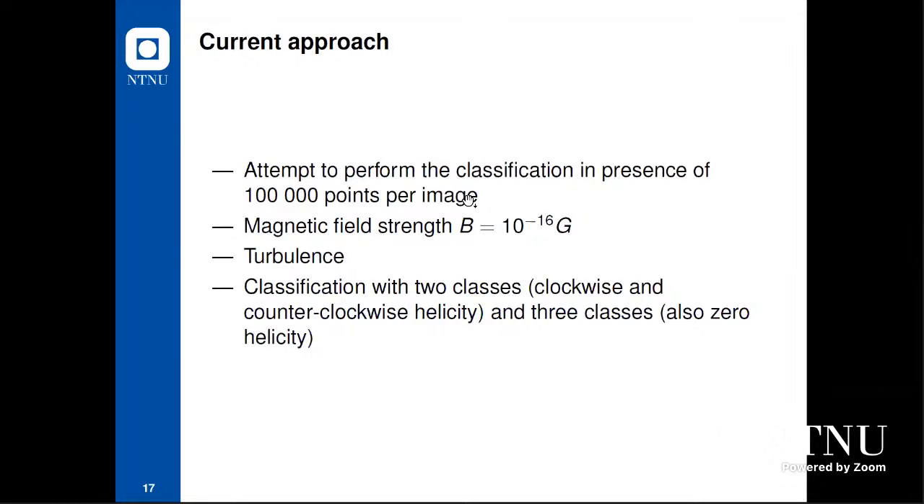There is turbulence, there is a magnetic field strength of 10 to the minus 16 Gauss, and I try to classify with two classes, which is what was actually proposed in the baseline paper, and with three classes that also consider zero helicity. For this magnetic field, the three classes case was not considered in the baseline paper because the results were not accurate at all for this kind of helicity.